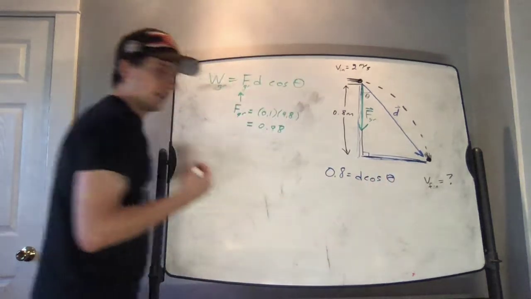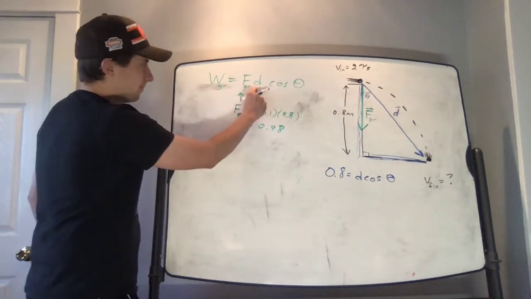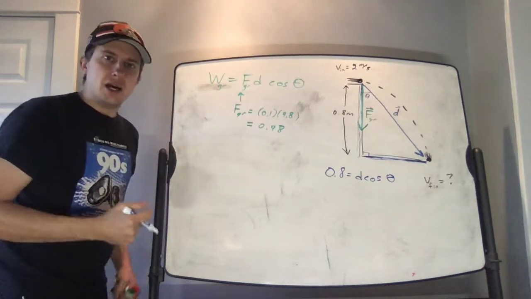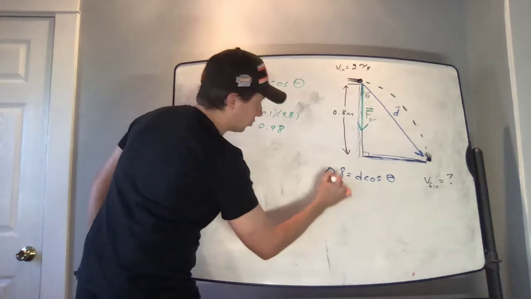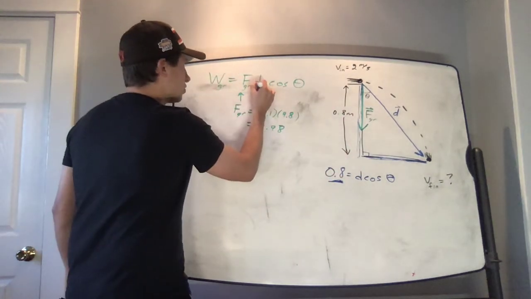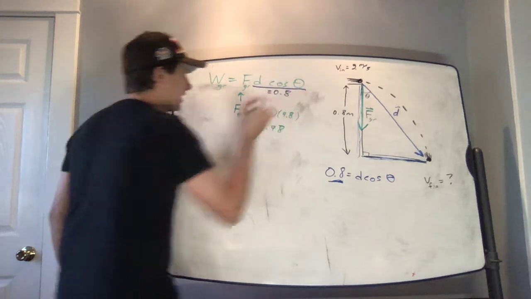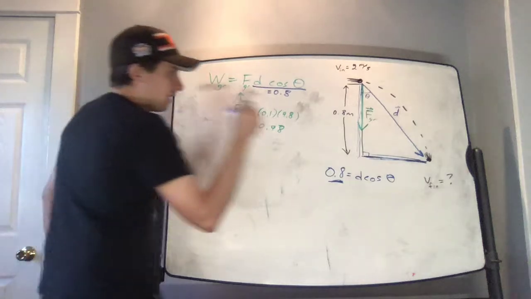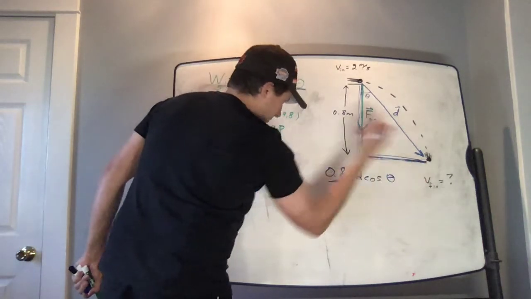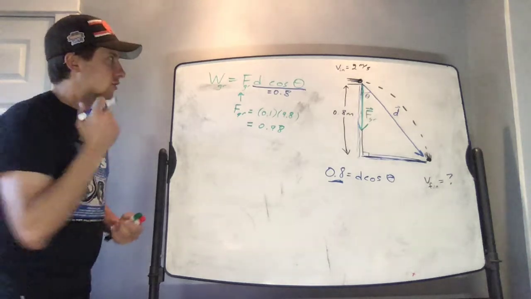Let's look at what we have. I don't know d, I don't know cosine theta, but I know what the product of these two terms is. It's 0.8, which is the height of the table. So this entire term right here is equal to 0.8. Now, even though I don't know how far away from the table the ball lands, I still have enough information to find the work done by gravity.